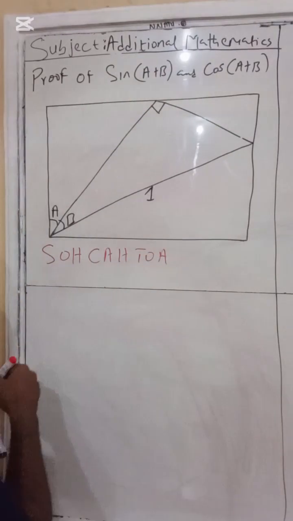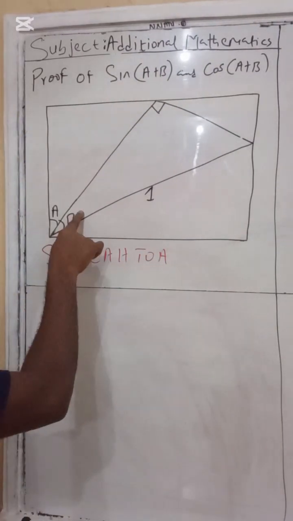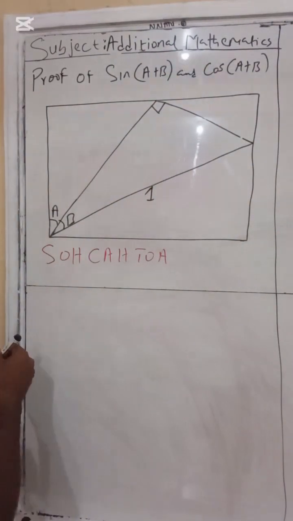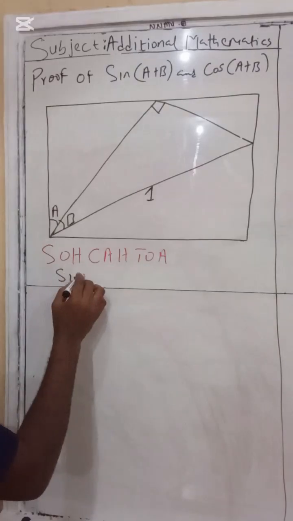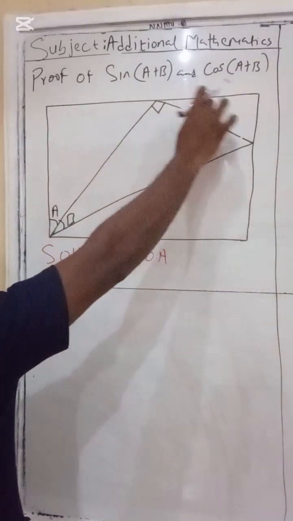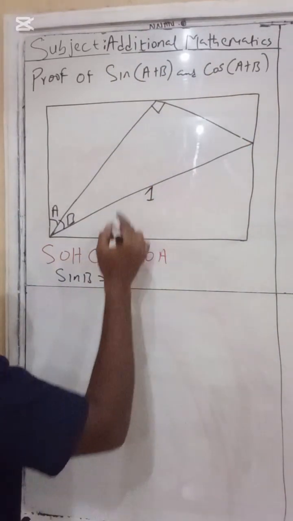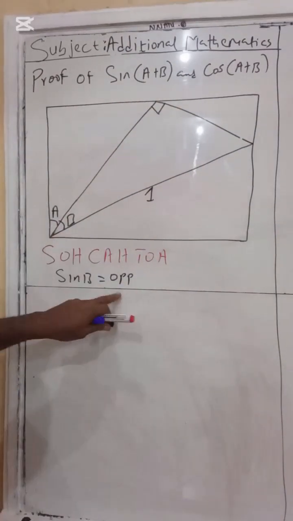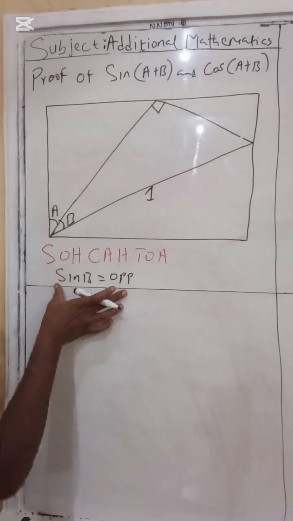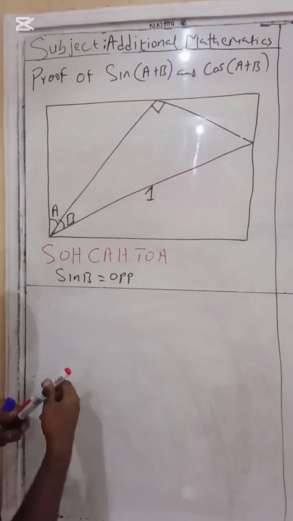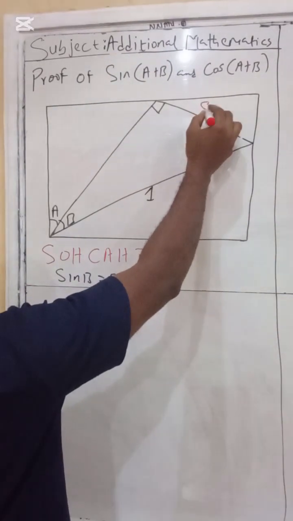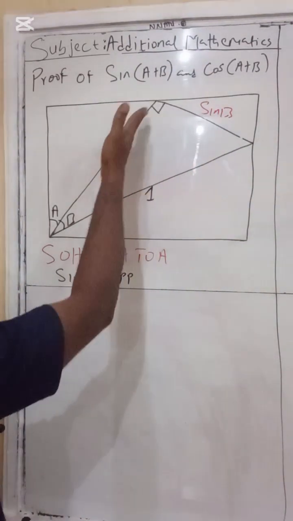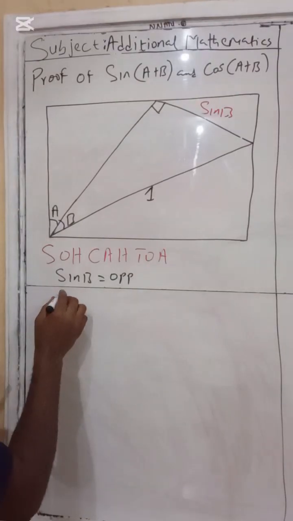Okay? Now, sine of an angle is equal to opposite over hypotenuse. So for us to find here now, we're going to use sine B. Sine B is equal to opposite over hypotenuse, and hypotenuse is 1. So opposite divided by 1 is opposite. So that means opposite is sine B. So we're going to label here sine B.